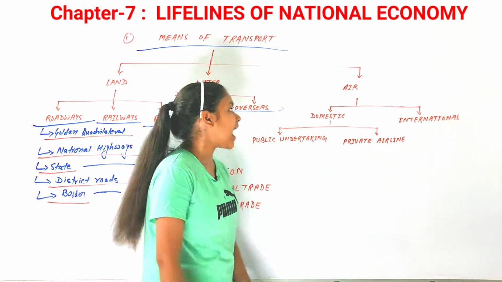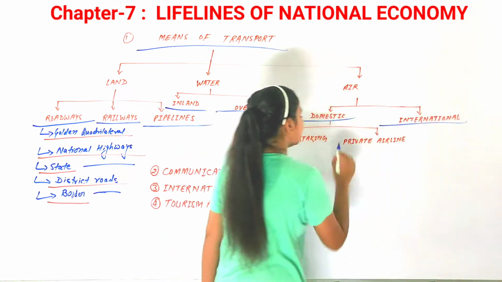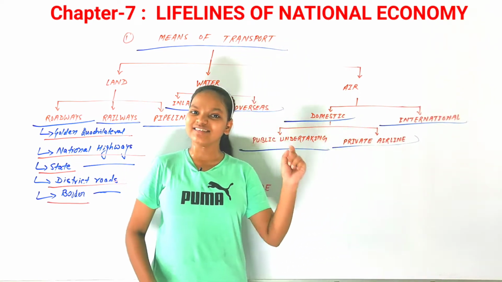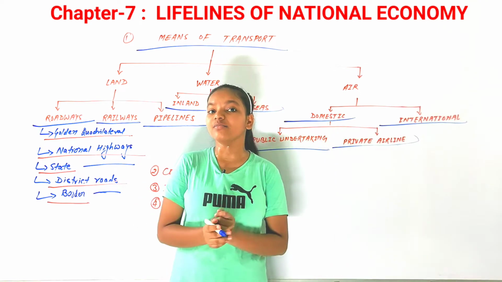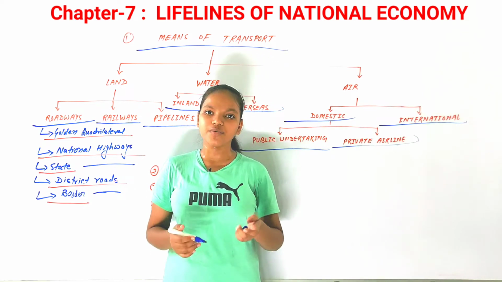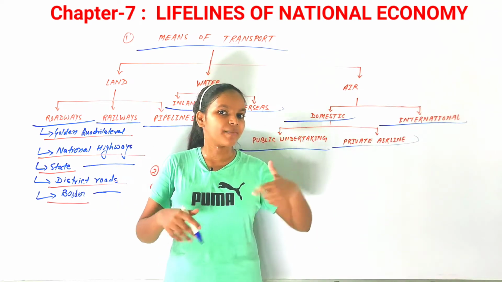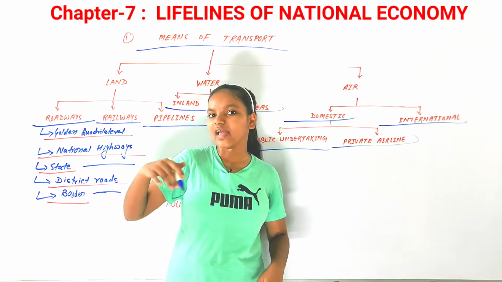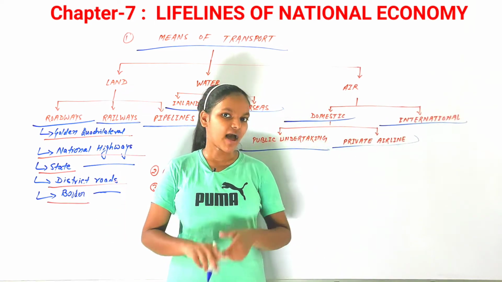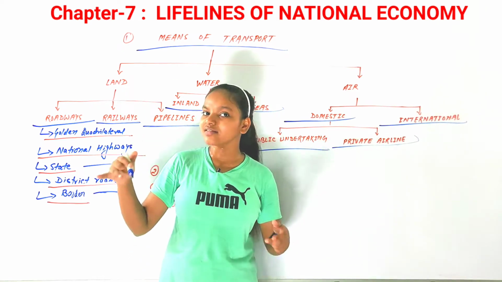Now after this we have air transport, in which we have domestic and international. In domestic we have public undertaking and private airlines. Firstly, let's discuss the airways. Airways are the most comfortable means of transport. We discussed some problems of passing through mountains and dense forests, but airlines can pass over them easily. They have to fly over the sky, so they don't have the problems roads or railways have. They don't have to pass through mountains or make tunnels.